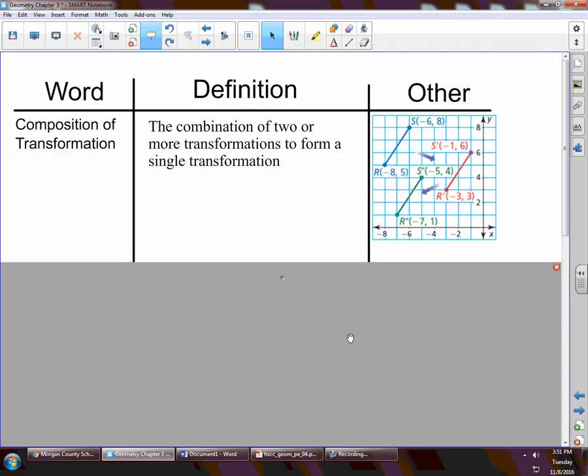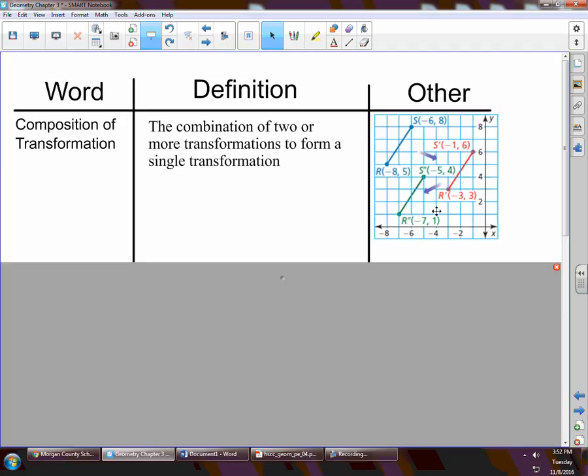We have a composition of transformations. And with that, it's just a combination of two or more transformations to form a single transformation. So there's a nice little picture over here to the right. If we were to look at what the pre-image was, we would be able to tell by looking at the letters. The green image has an S with 2 apostrophes and an R with 2 apostrophes. That would be called S double prime, R double prime. These have 1 apostrophe, S prime, R prime, and the blue segment has no apostrophe. So there's our pre-image.